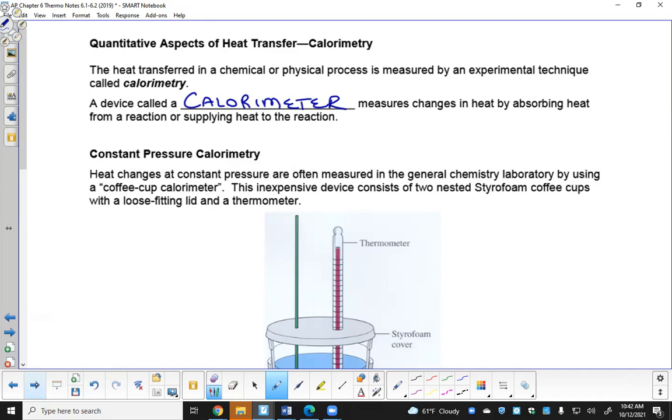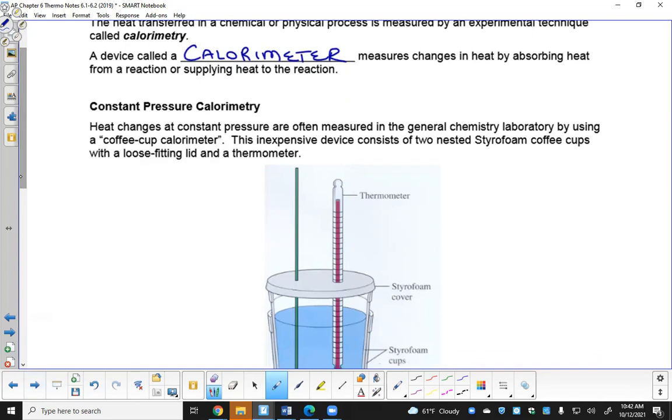The thing about measuring heat is you can't measure it directly. You can't just stick a thermometer into something and get the heat. Remember, a thermometer just tells you the temperature. It doesn't tell you the heat. So to get the heat information, we need a device called a calorimeter. And there's different types of calorimeters. We're going to basically look at two different styles, and today we're just going to be looking at this one.